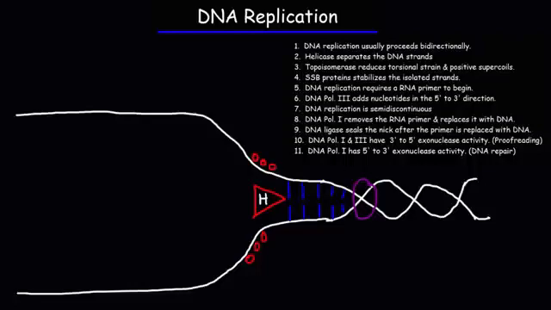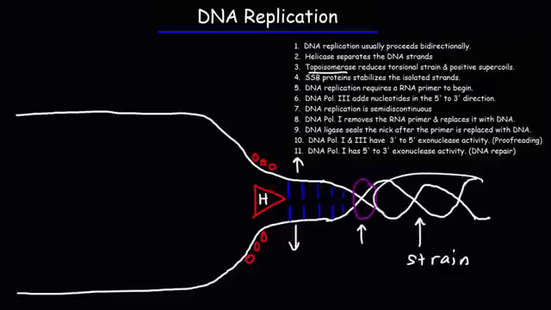Helicase separates the 2 strands. And it does so by breaking the hydrogen bonds that hold the nucleotides together. As helicase separates the 2 strands, torsional strain is created ahead of the replication fork. And as a result, an enzyme is needed, DNA gyrase, which is a type of topoisomerase. These types of enzymes can reduce the torsional strain and even relieve positive supercoiling that could form in the DNA strand ahead of the replication fork.